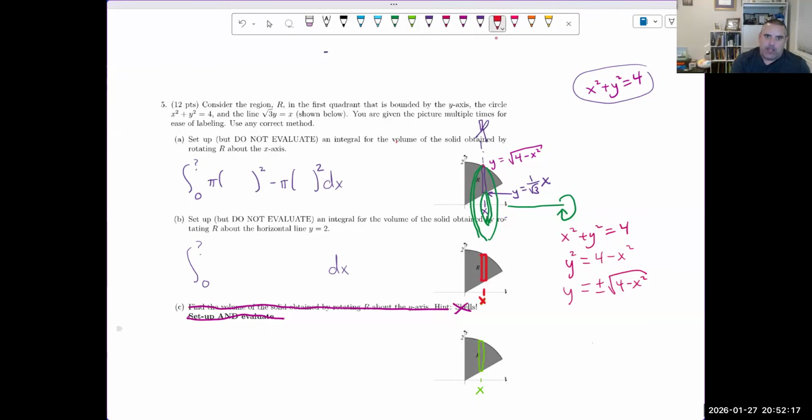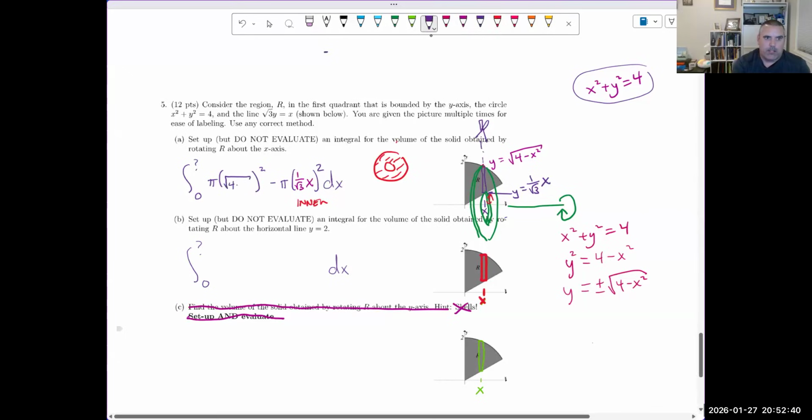The easier ones for me actually are the inner radius. That's what this is, inner radius. And the reason we're doing that is because we're doing big circle minus small circle. The radius of the small circle is the 1 over square root of 3x. The radius of the big circle is the square root of 4 minus x squared. And the main challenge is to figure out where it ends, meaning you do need to know where they intersect.